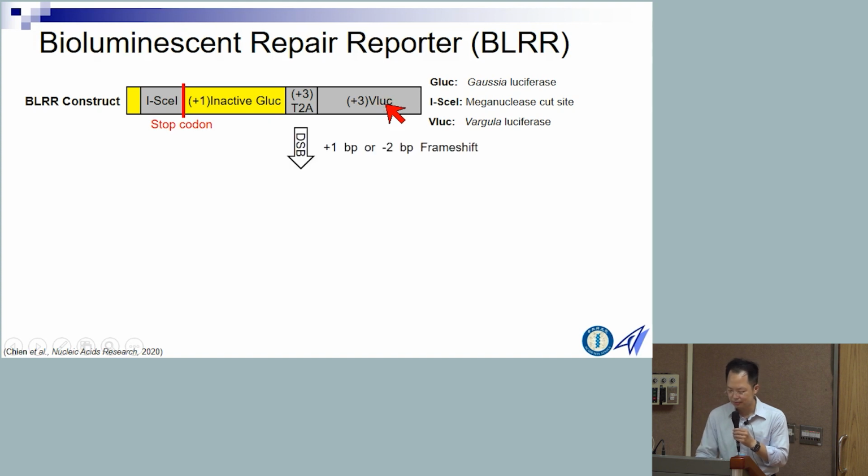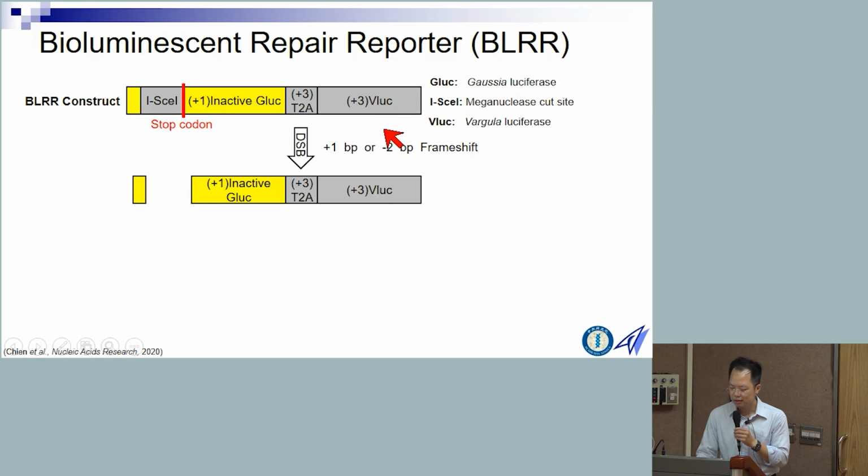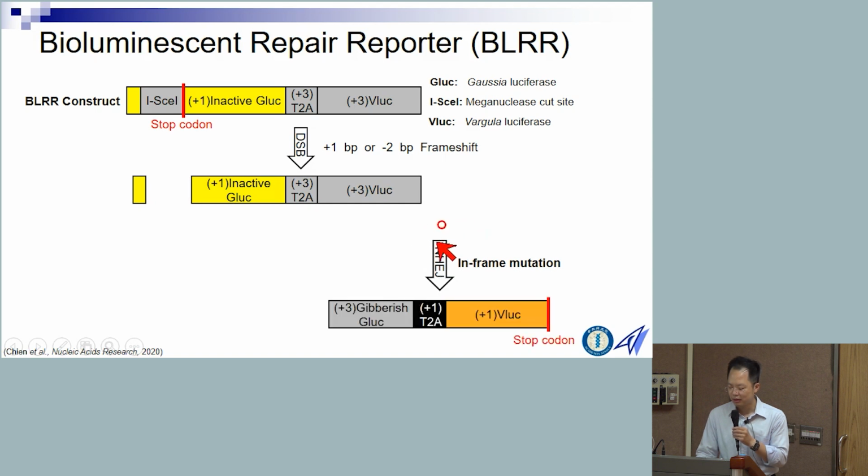What would happen is that when there is a double-stranded break, we can actually have non-homologous end joining. So basically, in the absence of a donor template, by a 1 in 3 chance it is going to be shifted to +1, so the first reading frame of T2A allows the expression of vargular luciferase.